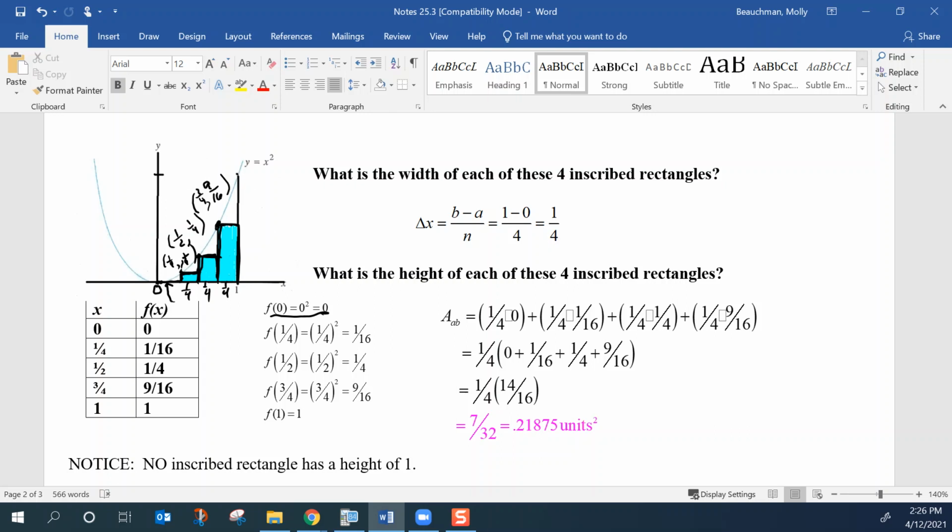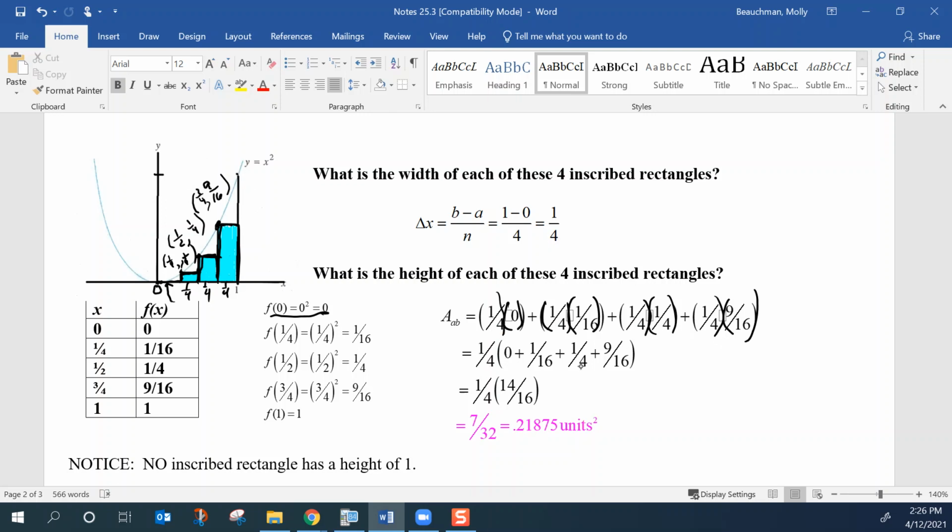Then we find the area of each rectangle by multiplying the width times the height. The first rectangle is 1/4 times 0. The next rectangle is 1/4 times 1/16, then 1/4 times 1/4, and then 1/4 times 9/16. An easier way to express that is to factor out the width of each rectangle, 1/4, and then add together each of the heights.